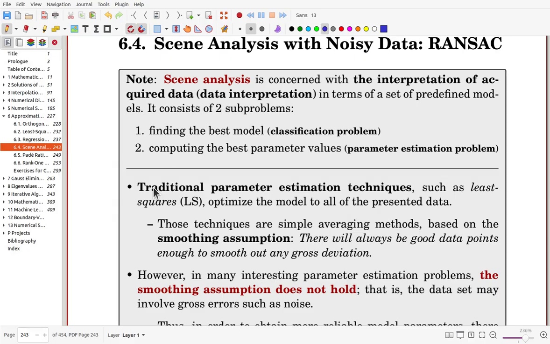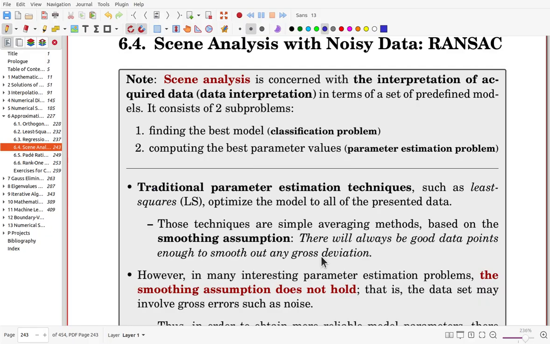Traditional parameter estimation techniques, such as least squares, try to optimize the model to all of the presented data. But these techniques are simple averaging methods based on the smoothing assumption. The assumption is given here: there will always be good data points enough to smooth out any gross deviation. If you have a small number of data points, then some noise points will affect the parameter estimation a lot. However, if you have many points, then even though you have some noise points, it will be smoothed out so that your final estimation will be good enough. That is the smoothing assumption.